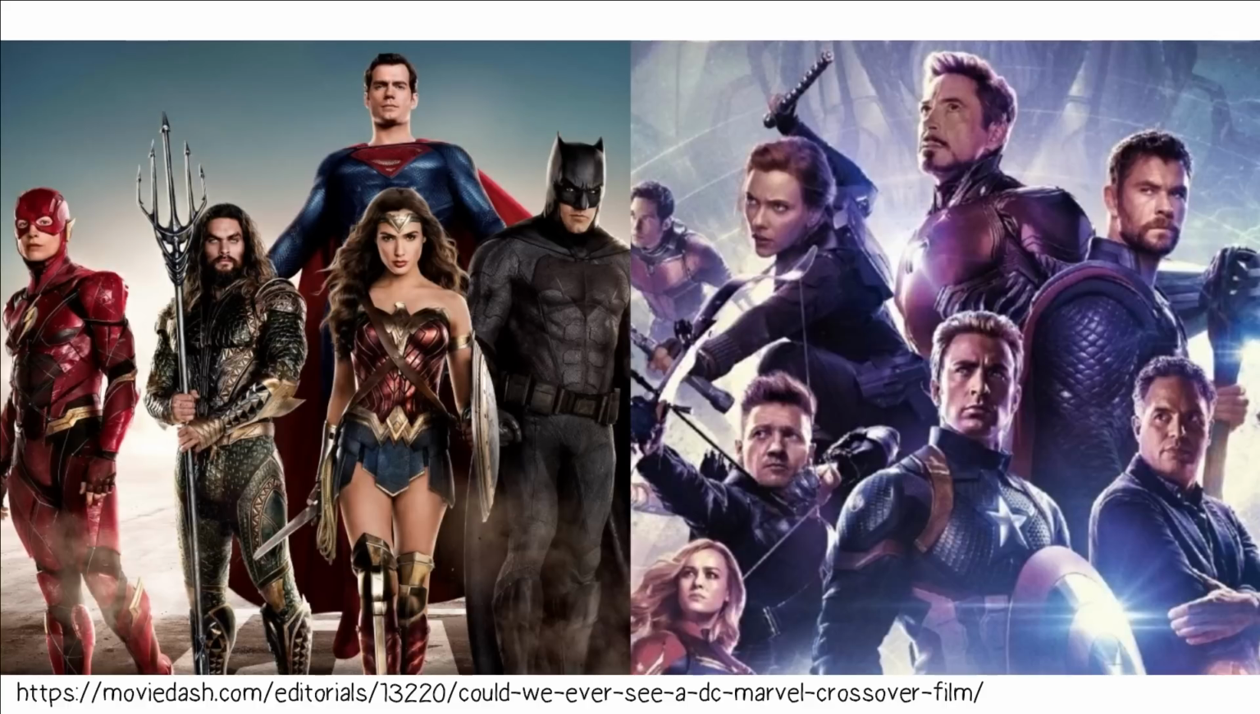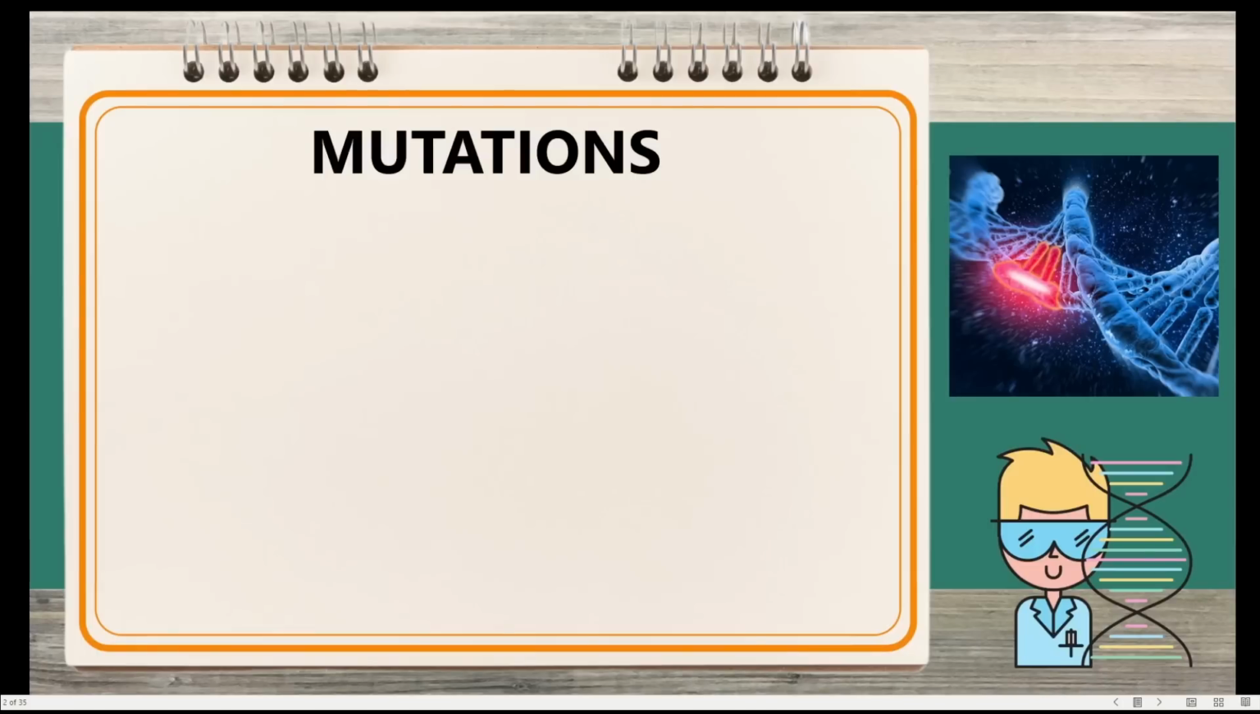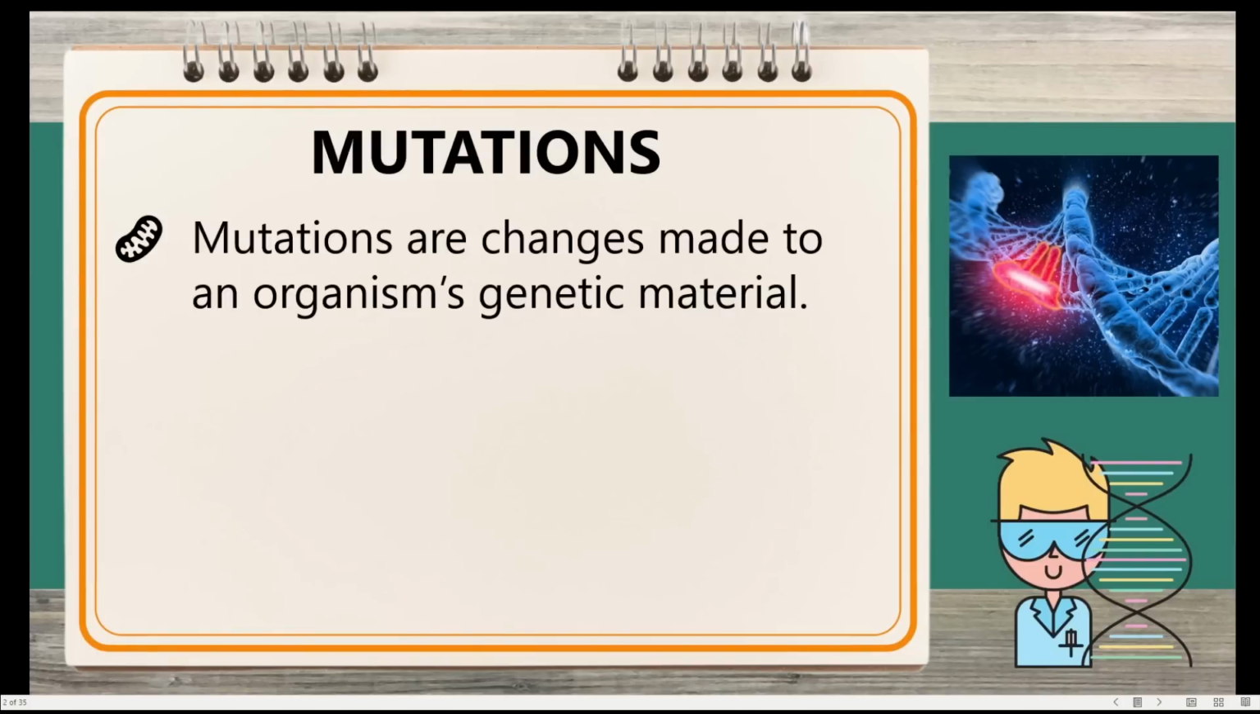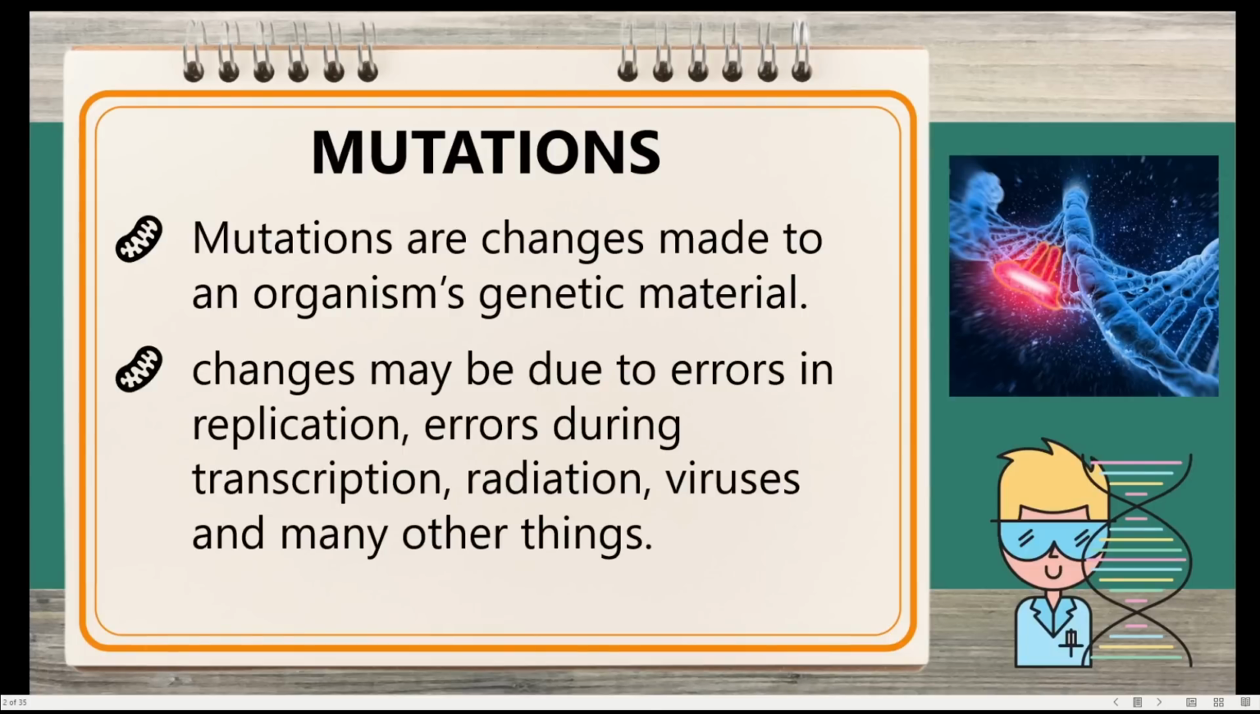So, ano nga ba itong mga mutations na ito? Mutations are changes made to an organism's genetic material. Bakit ba nagkakaroon ng mutations? Pwedeng errors in replication, pwedeng nagkaroon ng error due to transcription, pwedeng nagkaroon ng exposure sa radiation, pwedeng virus, at marami pang iba. So, napakaraming dahilan kung bakit nagkakaroon ng mutations. So, kung masama ba sila, kung mabuti ba sila, malalaman natin sa mga susunod na discussion natin.